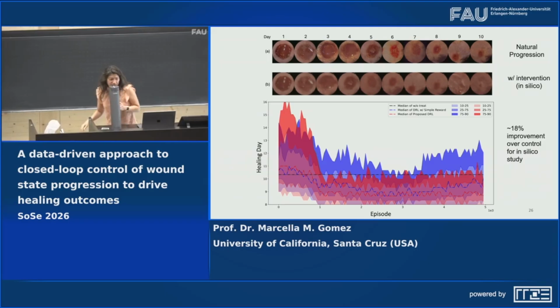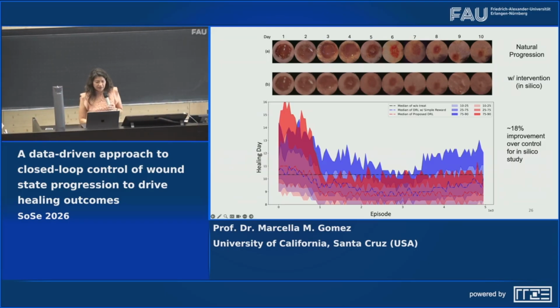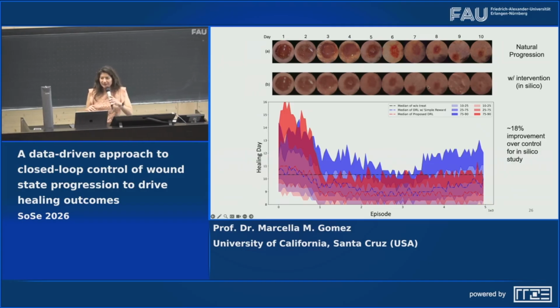So this is the in silico study. The top row is the natural progression of the wound. These are the actual data set images. The bottom row is generated through the deep mapper. So every image you see here is actually a generated image. It's not a real image. It's generated by the decoder, but with some interventions. So it essentially should be accelerating the wound closure. You can see at day 10, we have completely healed in the controlled system, and the natural progression is still open.